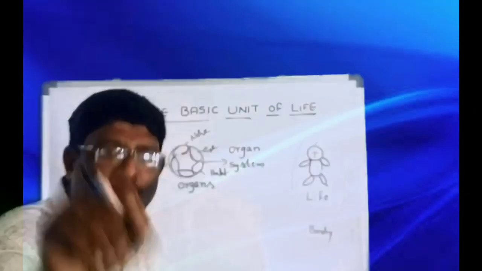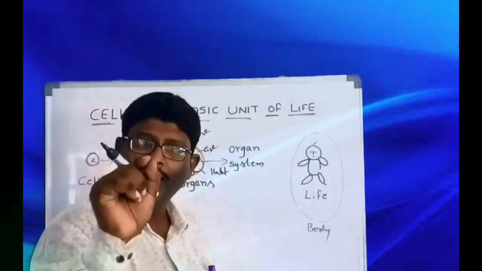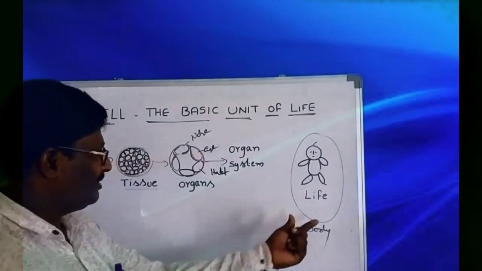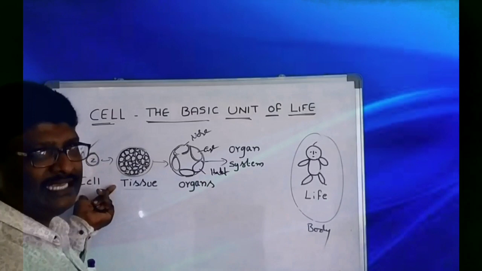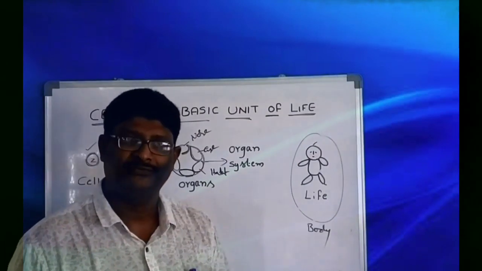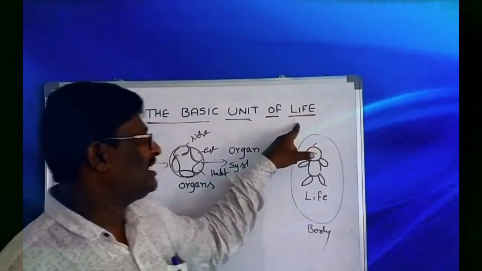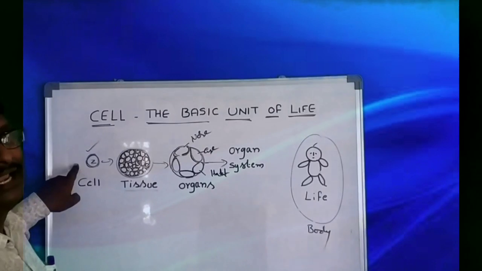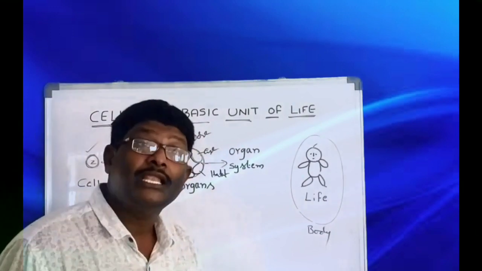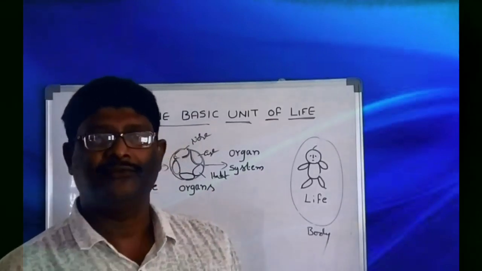The body starts from a small dot-like structure that is called a cell. So, for the body, the basic unit is called the cell. That's the reason. Cell is the basic unit of our life. So, for this life, the basic unit, what is that? Cell. That is the reason our title is Cell is the basic unit of our life. Okay, now next.